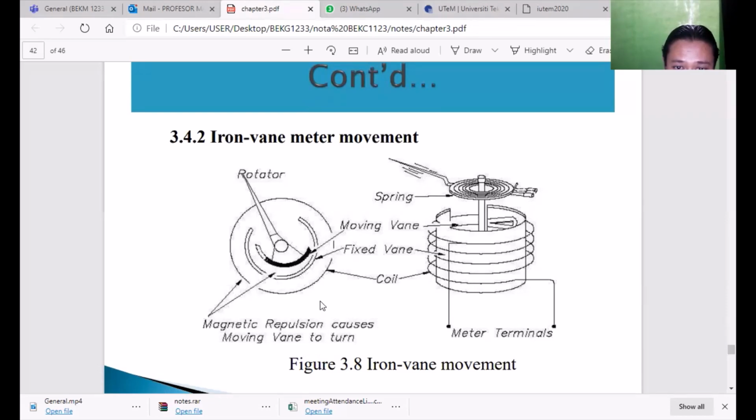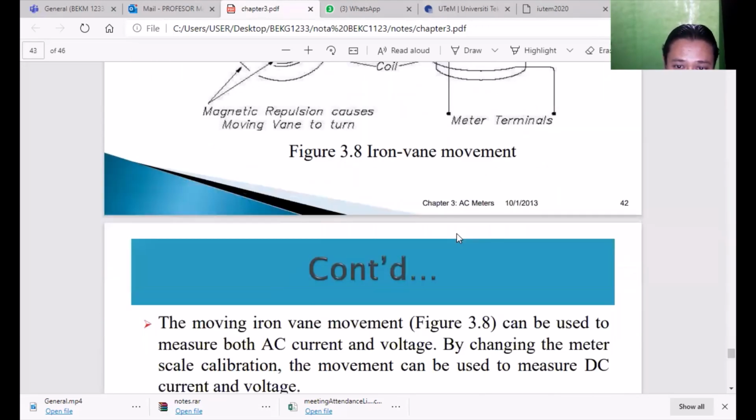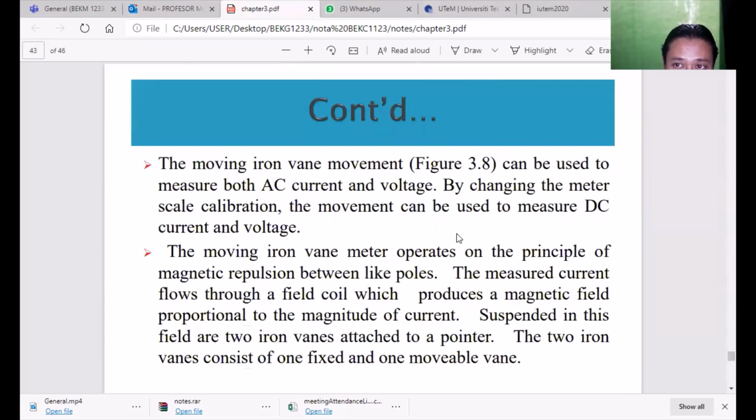Okay, right. So this is the meter terminal. We can see this one. We have the spring. This one is the moving vane inside, and this one will be the fixed vane. So this is for the iron vane meter movement. Okay, so the concept, how it works.